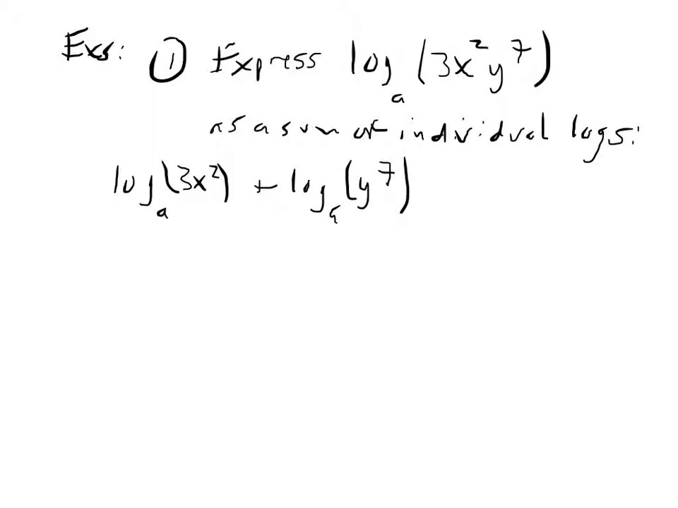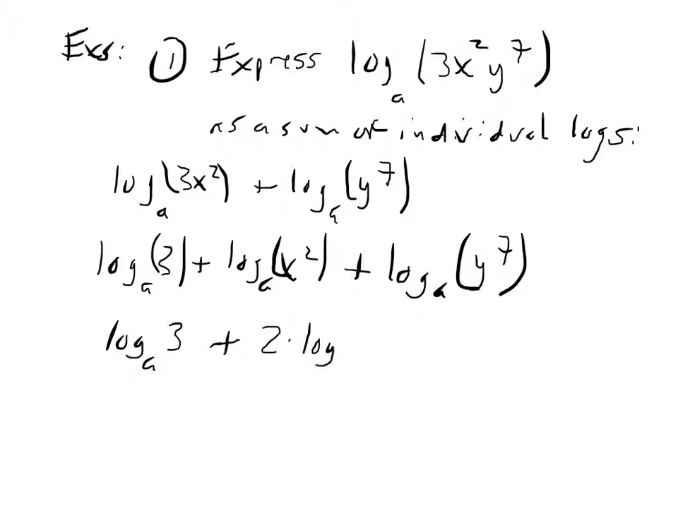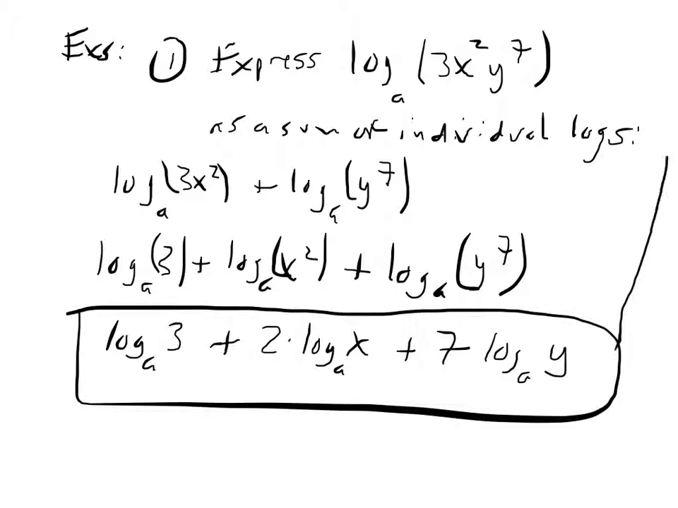I then can look at that 3x squared again as a product and rewrite that as log base a of 3 plus log base a of x squared, and then tag along log base a of y to the 7th. Then I'm going to use my exponent law of logarithms, bring that 2 down front, 2 times log base a of x, and use the exponent rule again, plus 7 log base a of y. So I've expressed my original logarithmic expression as the sum or difference of logs of individual values in my argument.